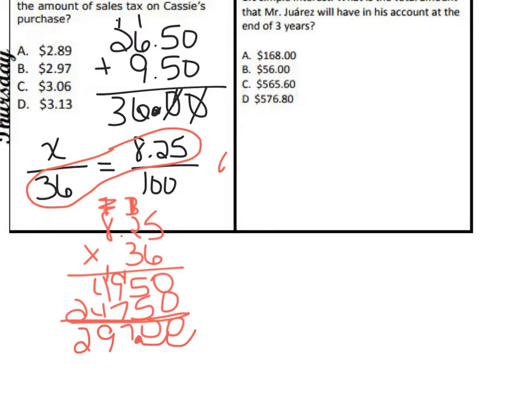Divide by 100. Yeah, be careful because sometimes students get confused and think that that's the tax. So 297 over 100. Remember, when you're dividing by 100, mental math tells you to move the decimal 2 times to the left. So that means it's $2.97.